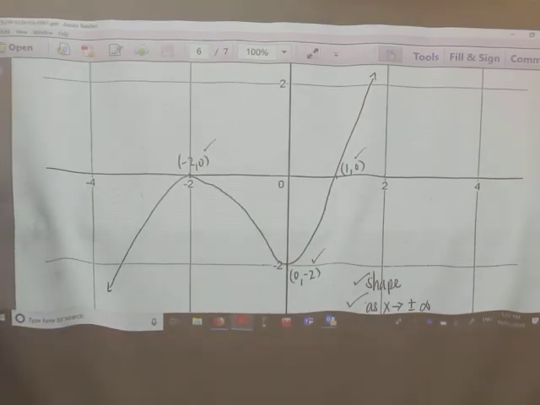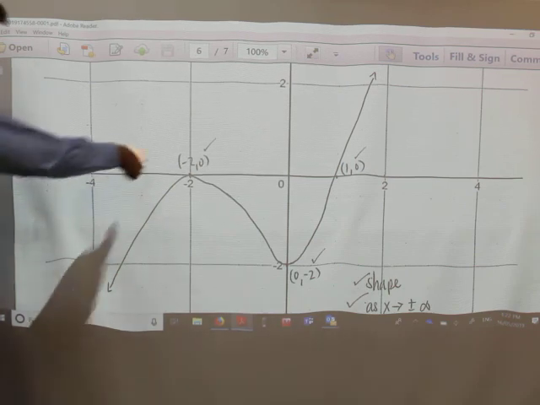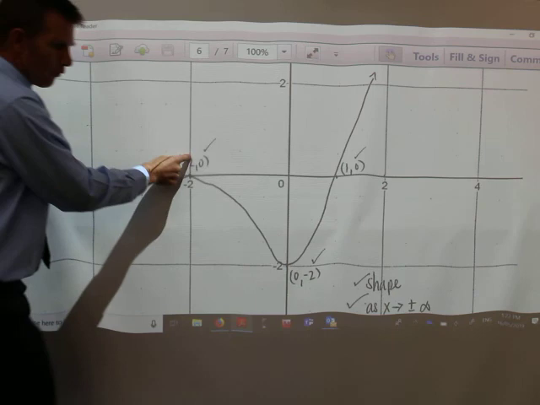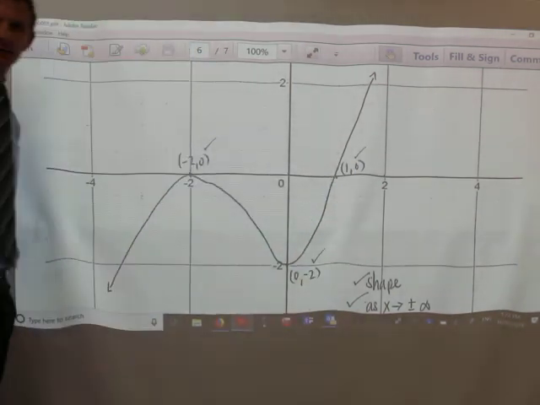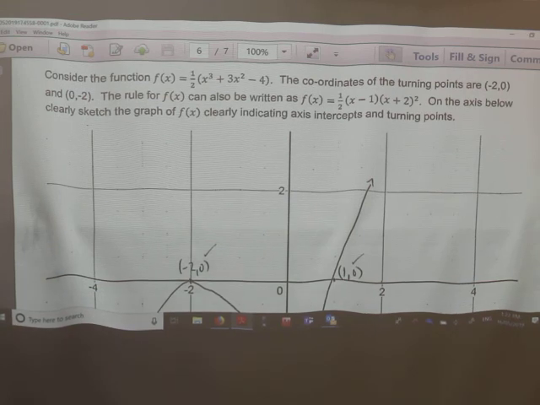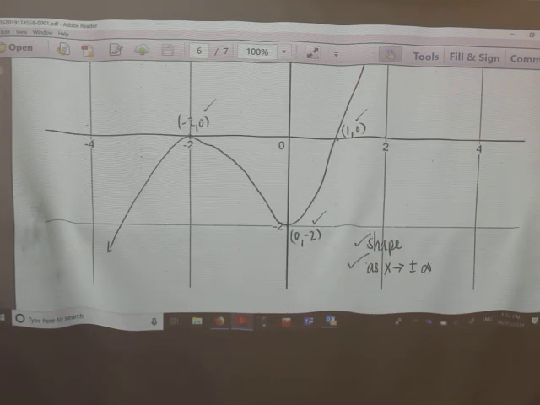The marks were 1 for the shape, 1 for your behaviour as it went to infinity, and then 1 mark for each of the key points. And it did ask, have a read, on the axis below, clearly sketch, clearly indicating axis intercepts and turning points. So that's, put a coordinate to it. Make sure you say to the marker, hey, this is where it is. So you had to itemise those parts.